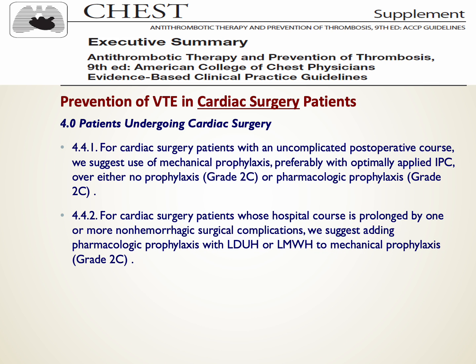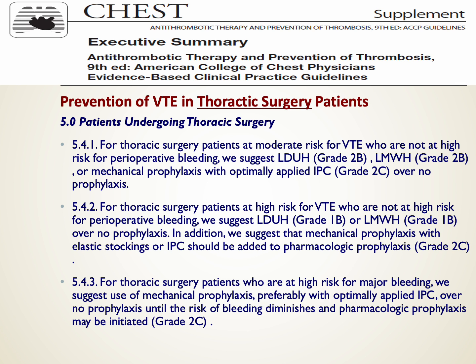In cardiac surgery patients, you're going to weigh some of the same considerations we saw with non-cardiac, but usually we're going to look at using pharmacologic VTE prophylaxis with either low molecular weight heparins or unfractionated heparin. For thoracic surgery patients, their guidelines are a little more tweaked than in other patients that are listed here.